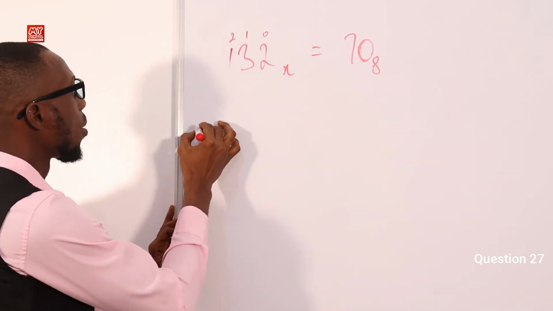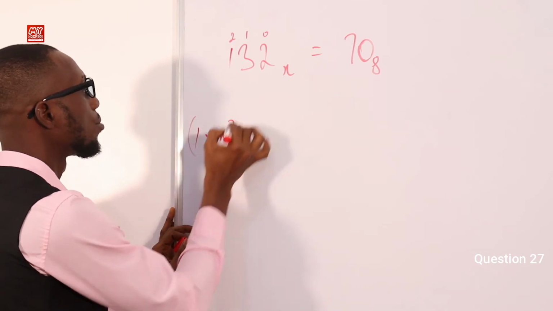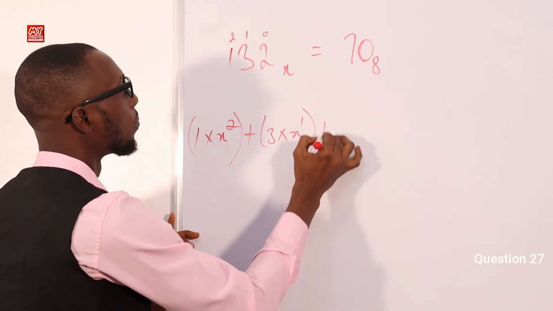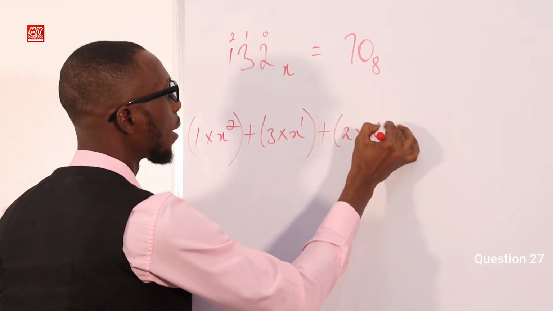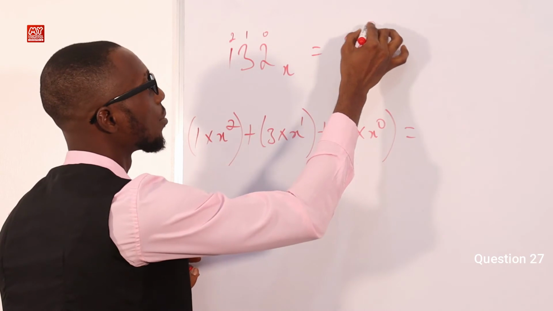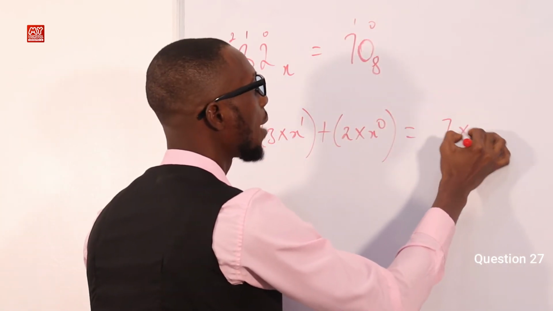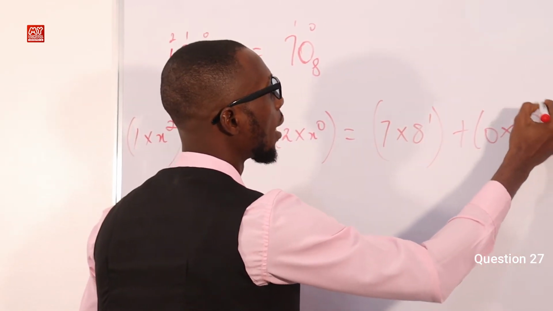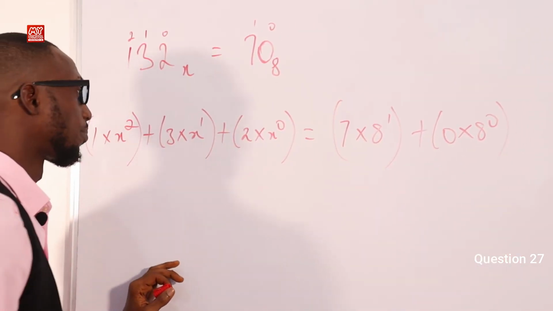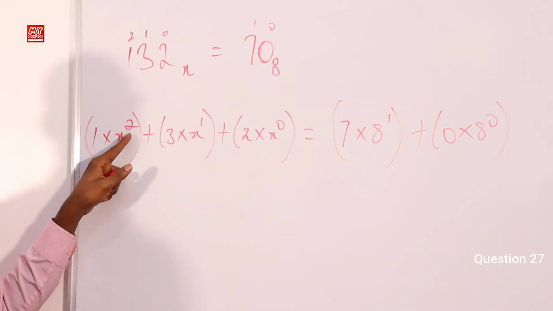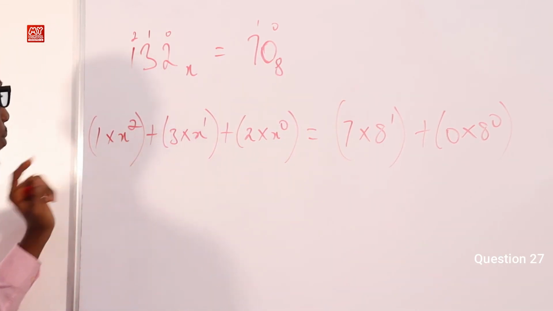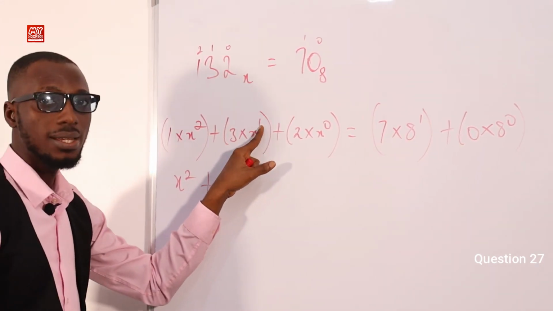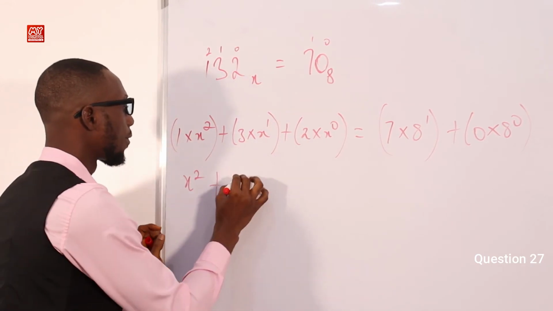This means 1 times x raised to power 2 plus 3 times x raised to power 1 plus 2 times x raised to power 0. On the other side, this is 0 and 1. That is 7 times 8 raised to power 1 plus 0 times 8 raised to power 0. So let's expand this. x raised to power 2 is x squared, times 1, we have x squared, plus x raised to power 1 is x, times 3, so we have 3x.